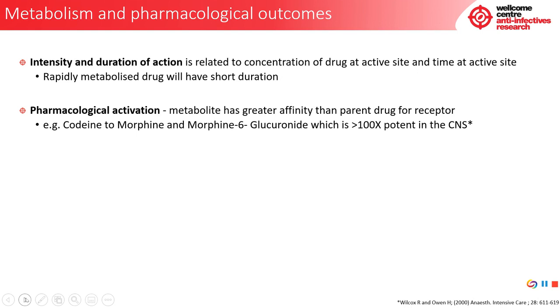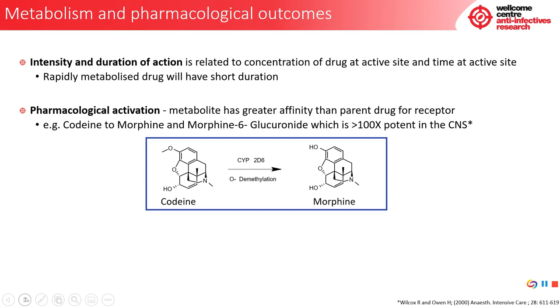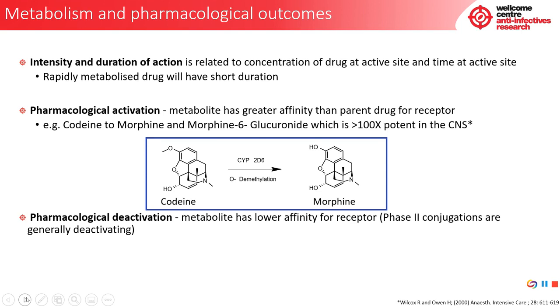In this case, the example of codeine being converted to morphine and then further on to morphine 6-glucuronide, which is more than 100 times more potent as an opioid drug in the CNS. The conversion is shown as in the panel below, where codeine is being O-demethylated by CYP2D6 to morphine.